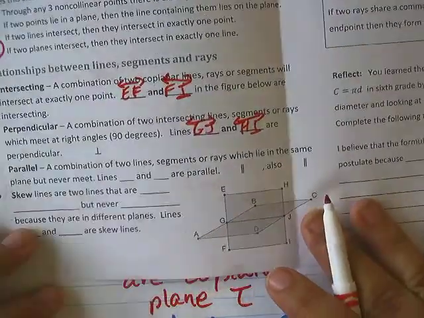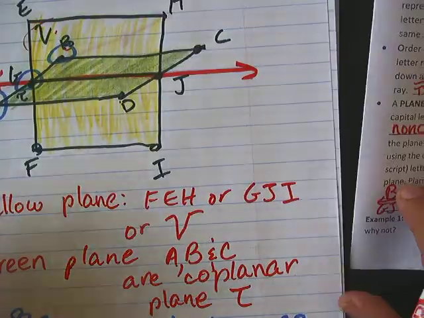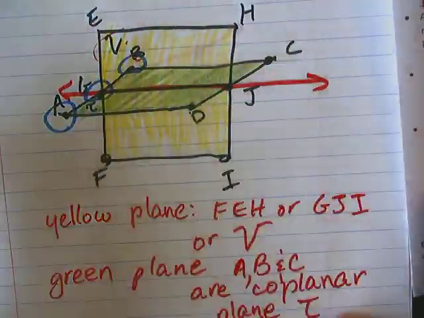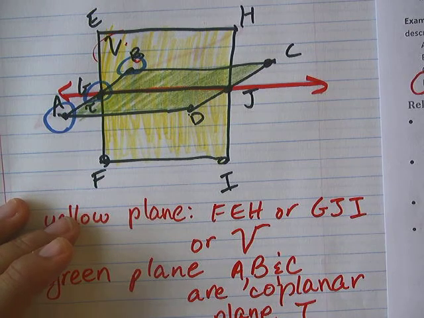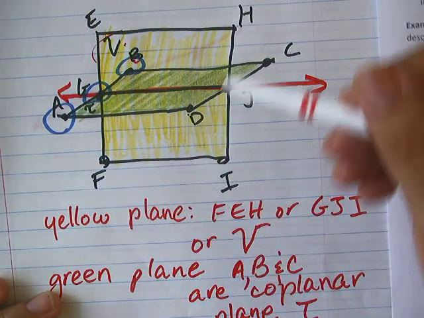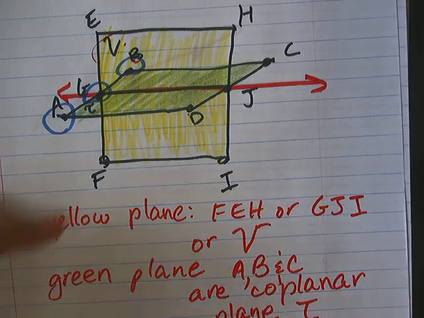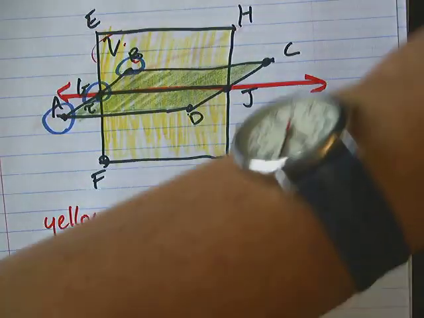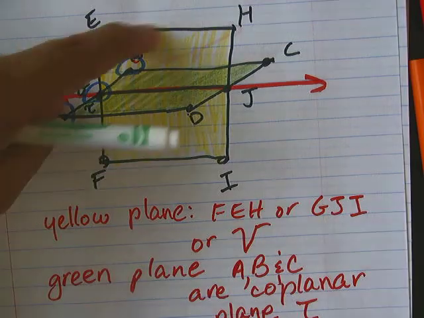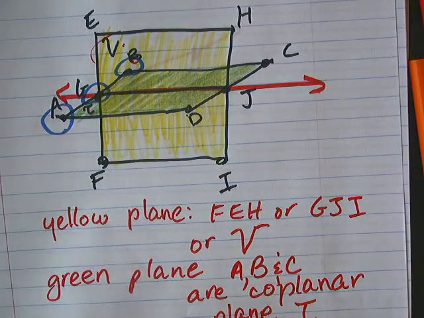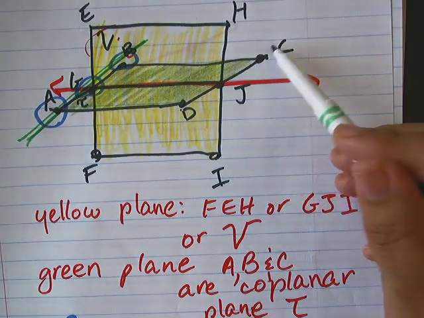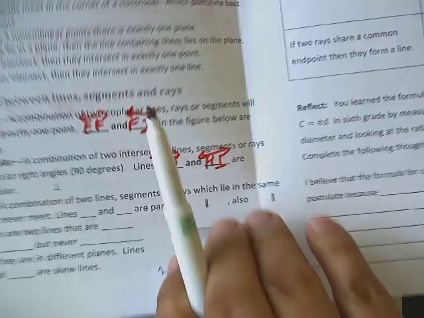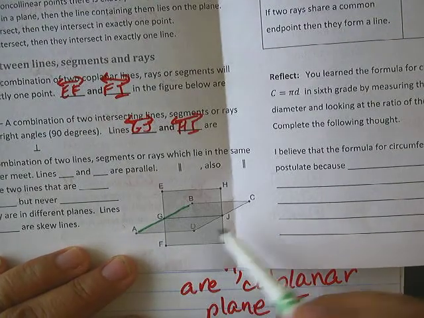Parallel. So parallel means they should lie in the same plane. You should be able to slide them over without having to rotate them. And they should never intersect. So I could go EF and HI, for example, or I could go FI and EH. Or I could go AB and DC. In fact, I'll do those because they're a little slanty. So I'm going AB and DC. If I look at my notes, AB and DC.